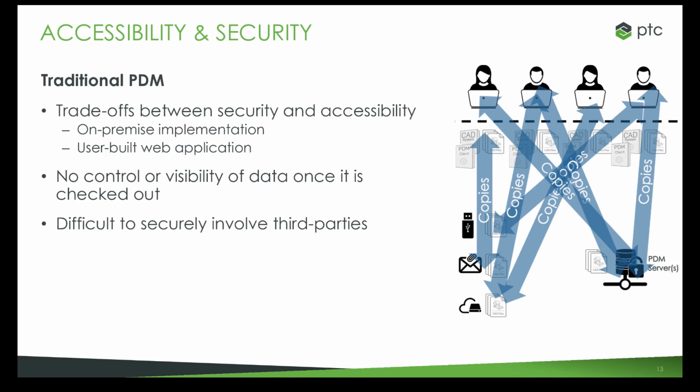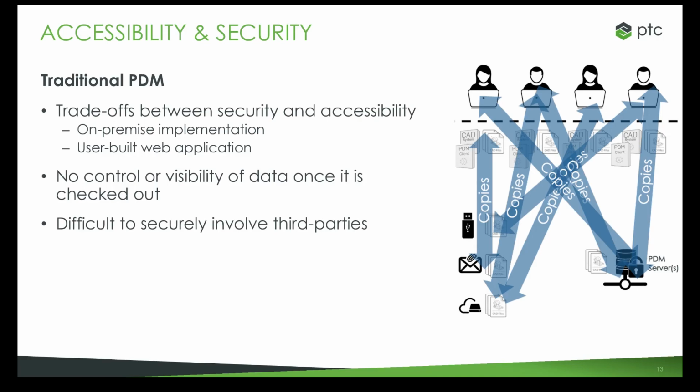When someone checks a file out of a PDM vault, there isn't really control or visibility of what happens to that file. You do not know if it's being forwarded on, if copies are being made. You really lose track of that file once it leaves the vault. And this makes it difficult to then securely involve third parties. If you send them a file, who's to say what they're going to do with it?